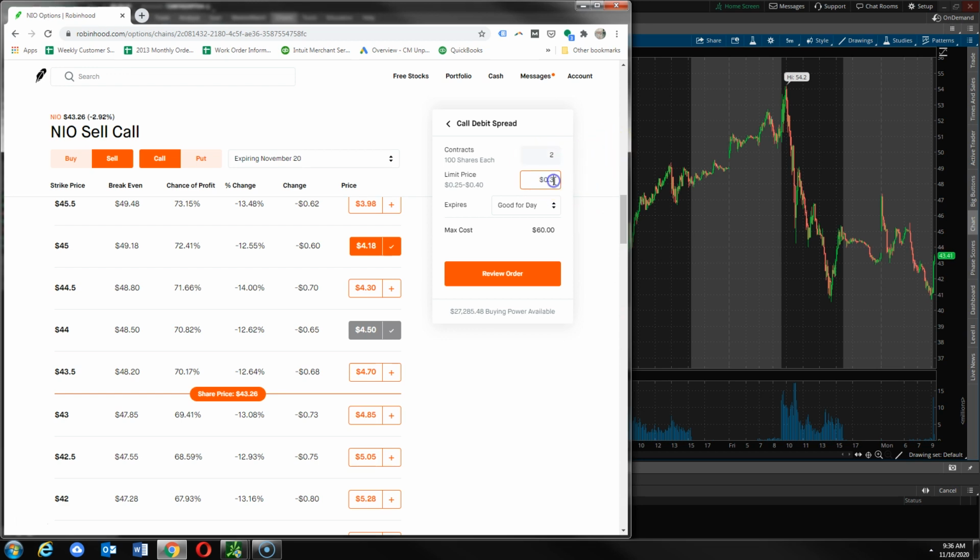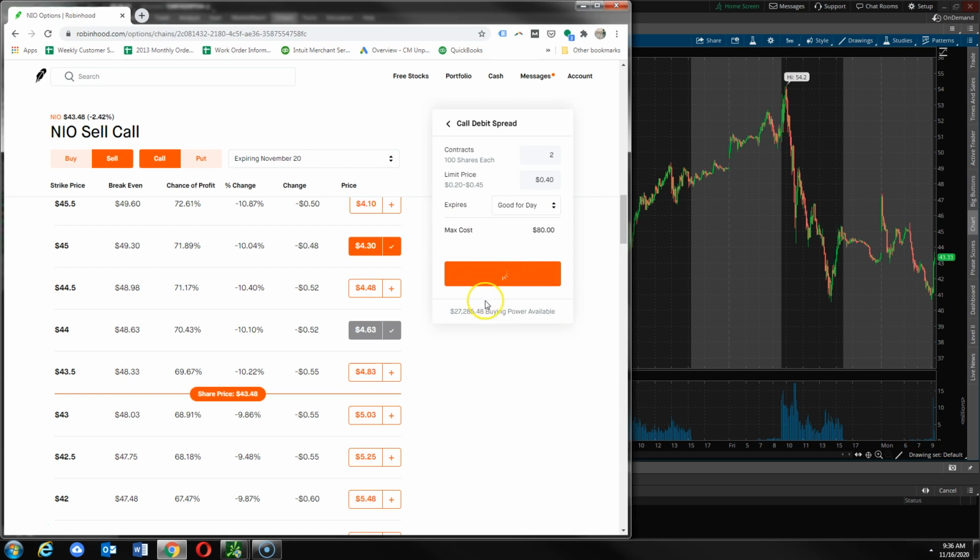So let's go to 38. Two contracts would be a total cost, max loss, $76. This is really ripping. Let's just try to get in here and get a fill. 40 cents. Review order. This is basically going to leave us with a 1-to-1 risk to reward. So basically we are risking 40 cents, $40 per contract. Two contracts gives us a total of 80.